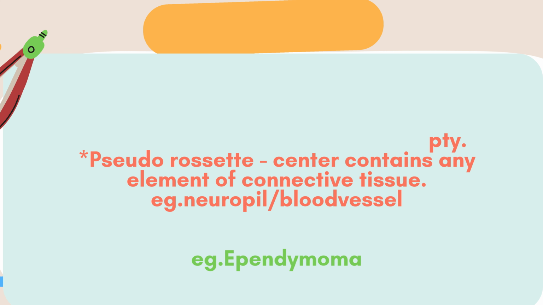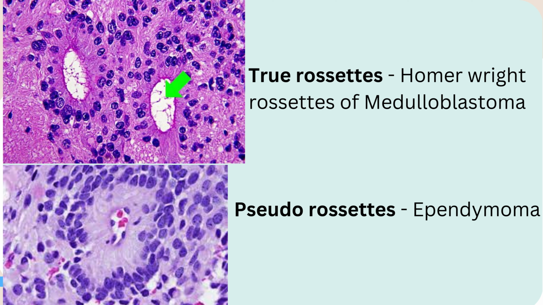Example for true rosettes are Flexner-Wintersteiner rosettes of retinoblastoma, Homer-Wright rosettes of medulloblastoma. Pseudo-rosettes are seen in ependymoma. A floral arrangement in pathology, rosettes are tumor cells gathering in perfect bloom.